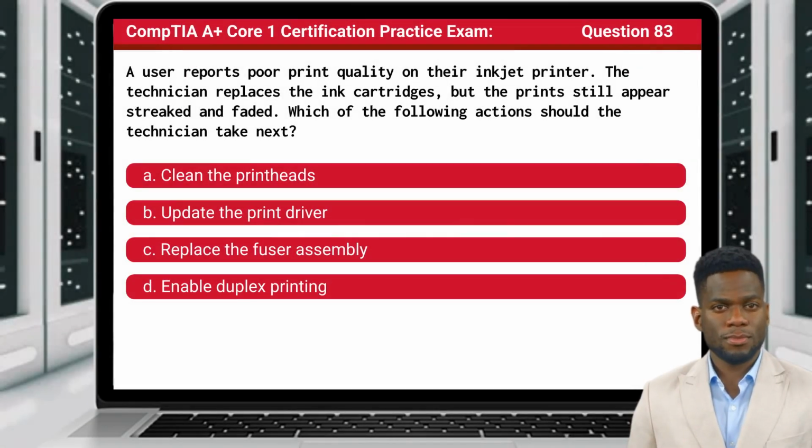Question 83. A user reports poor print quality on their inkjet printer. The technician replaces the ink cartridges, but the print still appears streaked and faded. Which of the following actions should the technician take next?